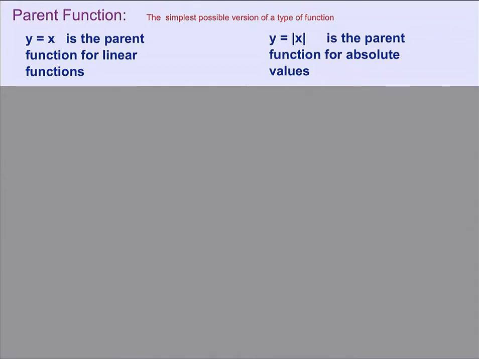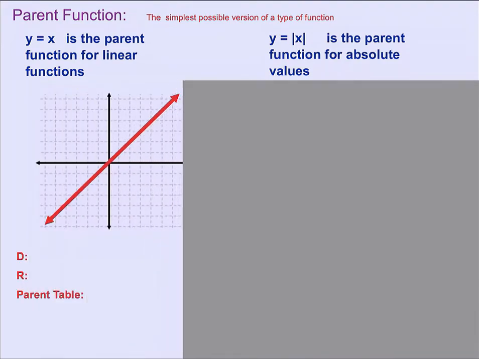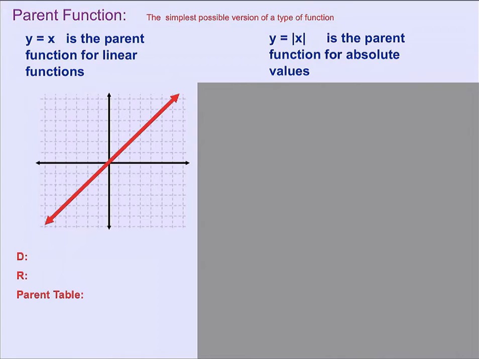So what we're going to do with parent functions throughout the year is analyze the behavior of the very basic form of a function. We're always going to start by looking at the domain and range of a function. So for y equals x, the parent linear function, the domain is all real numbers because the graph keeps going to the left and it keeps going to the right forever. You can plug in any number into y equals x. You'll always get a result. And the range, because a linear function goes up forever and down forever, is also all numbers.